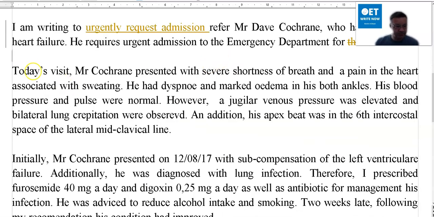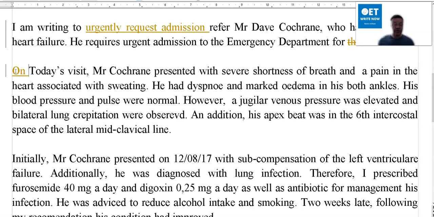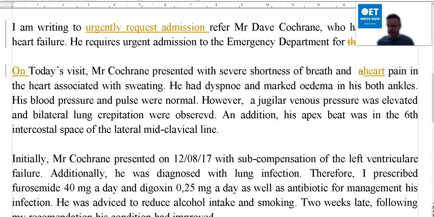Today's visit, right. Either on today's visit or simply today, Mr. Cochrane presented with chest pain, pain in the heart. Would you just say heart pain? With sweating, associated with. Now, you need to be careful with the associated with. Associated with, so was the sweating with the heart pain or with associated sweating, which is not the same.